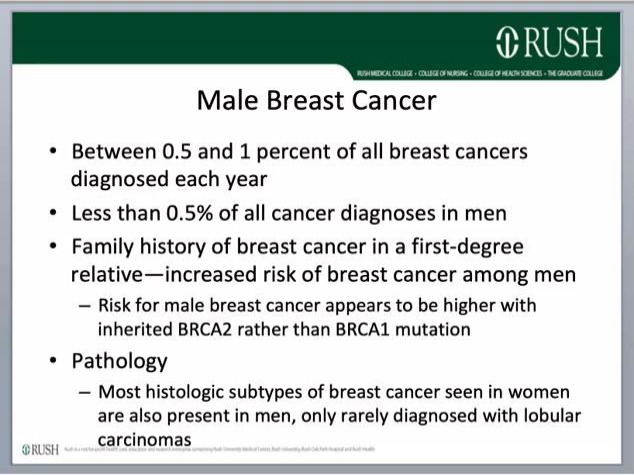Although most histologic types of breast cancer seen in women are also present in men, men with breast cancer are rarely diagnosed with lobular carcinomas because men don't develop breast lobules generally.